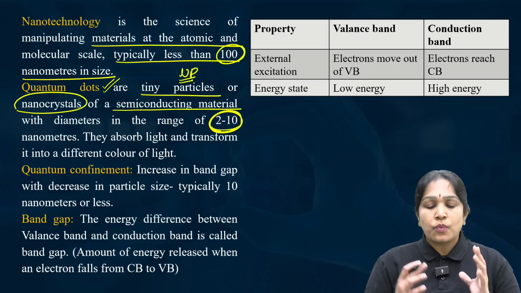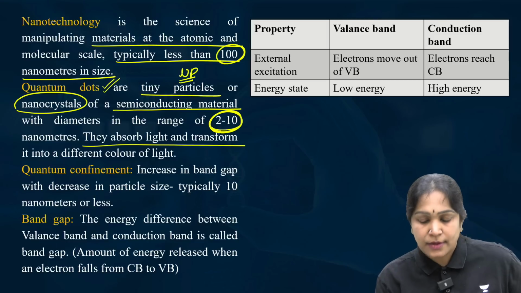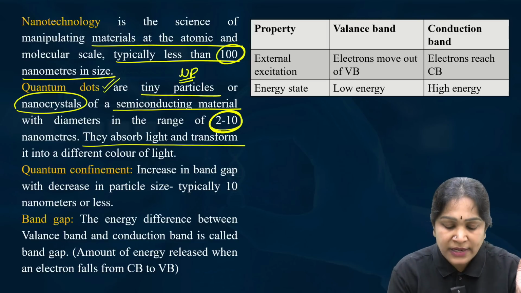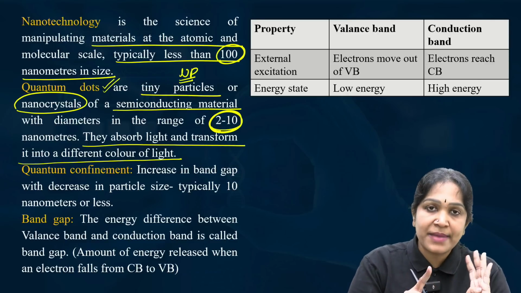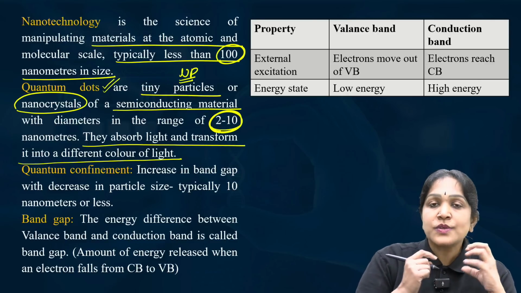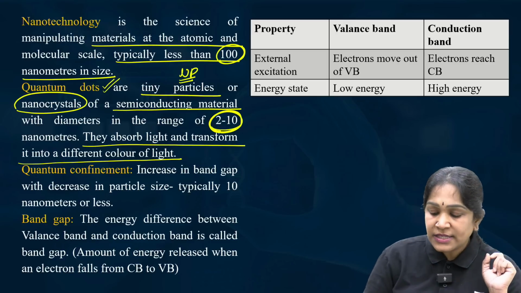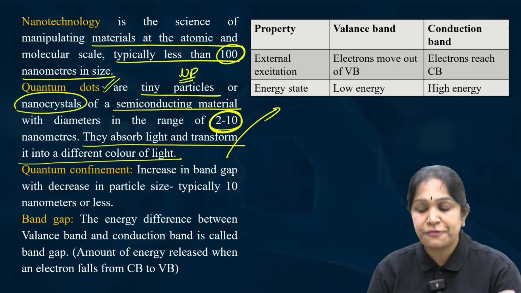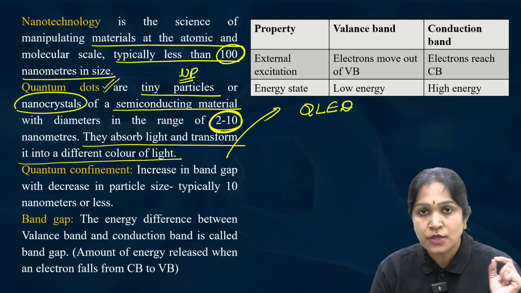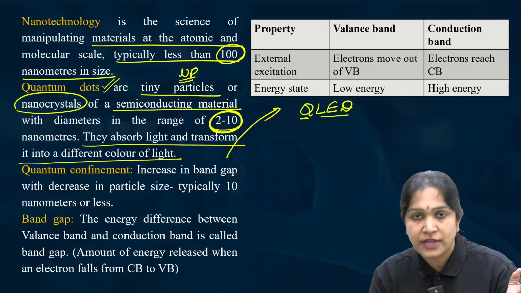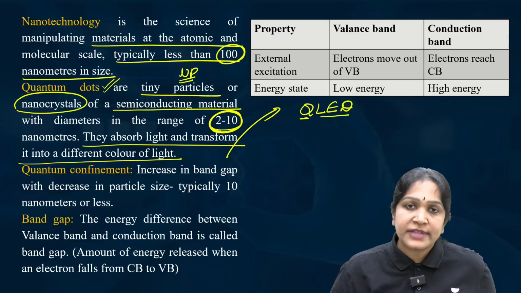Okay. Why are we discussing quantum dots? They absorb light and transform that light to a different color. I mean, they will absorb one color of light and emit another color of light. So therefore, the quantum dots have bright colors. This makes quantum dots suitable for QLED TVs. I hope you have heard about this quantum dot LED TV, not a regular LED, quantum dot LED TV, QLEDs. Why do we use quantum dots in QLEDs?